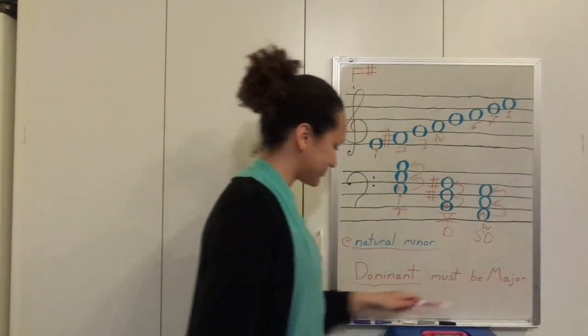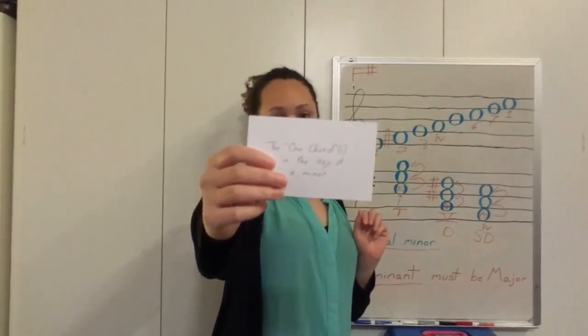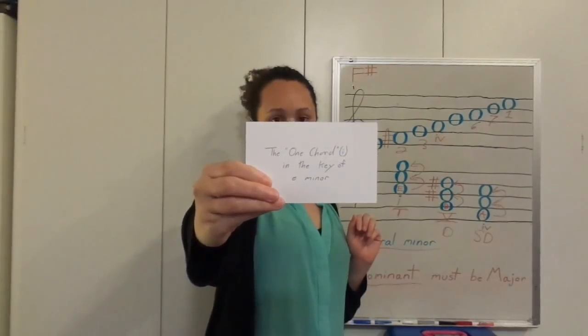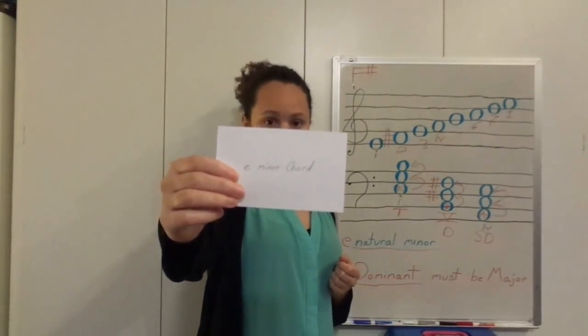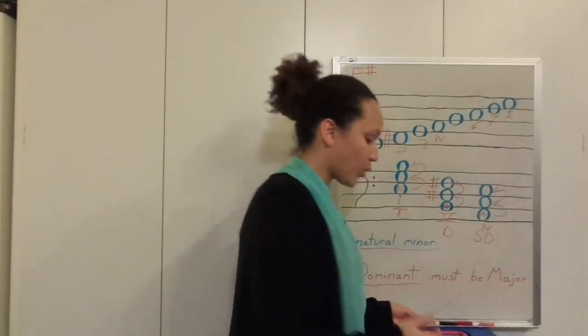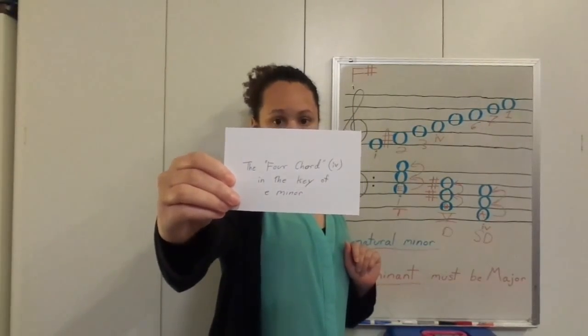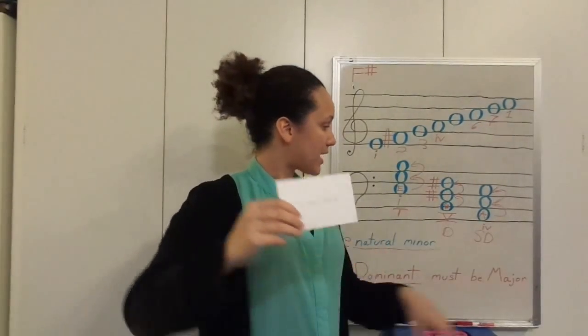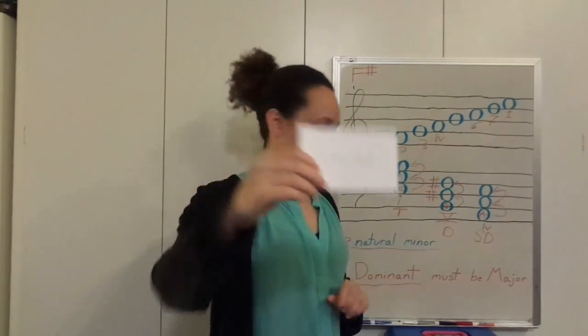Wow. Okay, go ahead and take out your flashcards. The 1 chord in the key or scale of E minor, and it of course is the E minor chord. Make sure it's lowercase for minor. Our 4 chord, same thing. The key or scale of E minor. This is our A minor chord right here, lowercase for minor.